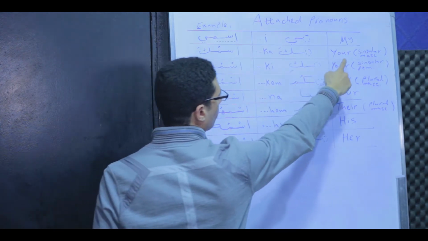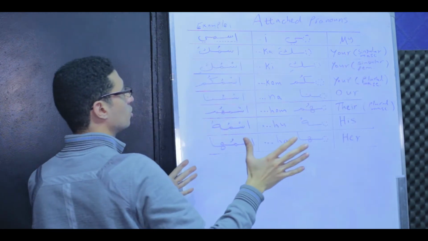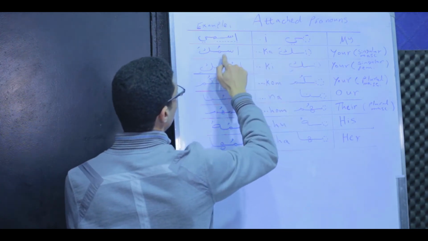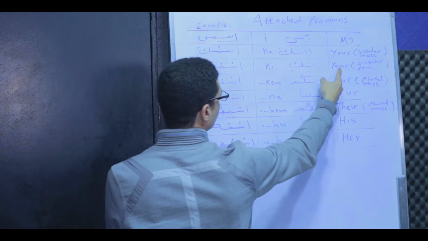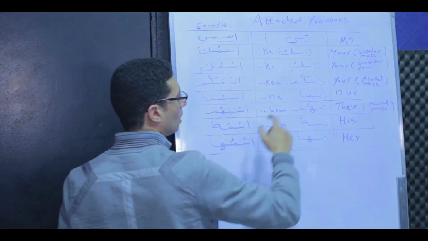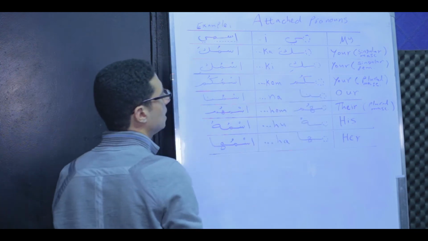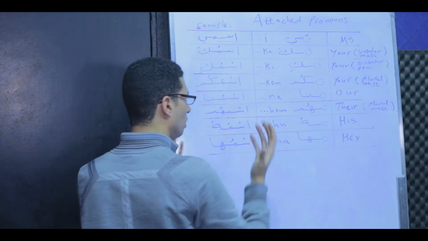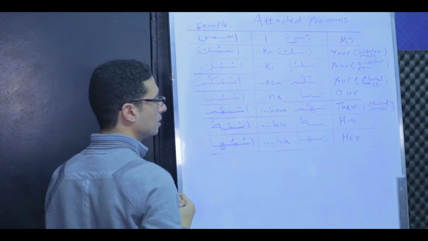So here your name, or your, singular, masculine, if you're talking to a guy, it's ka. So for example, ismuka, your name. If you're talking to a girl, ismuki, so ki. If you're talking to a group of people, ismukum, your name. And our name, it's na, ismuna, na.